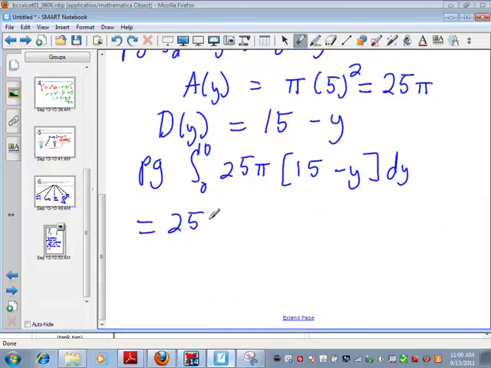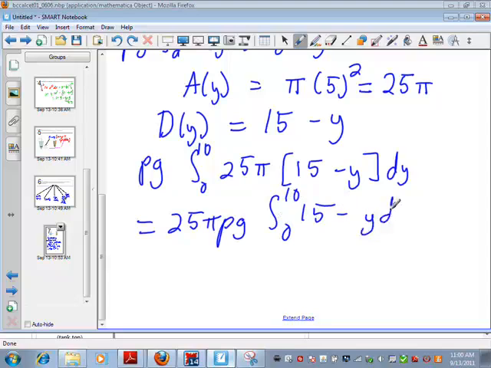So it's 25 pi times those other constants. And then y on... Is that 50? No, not 50. A 100. I think it's 100. So 2,500 pi rho g.